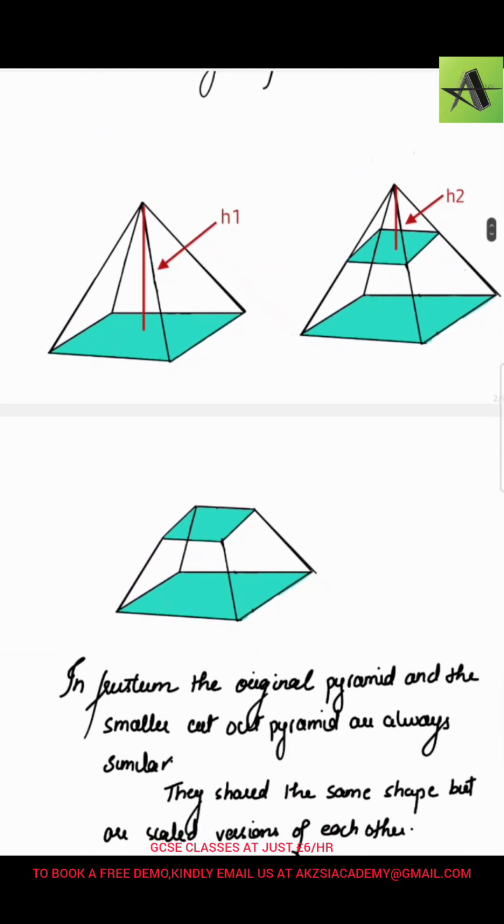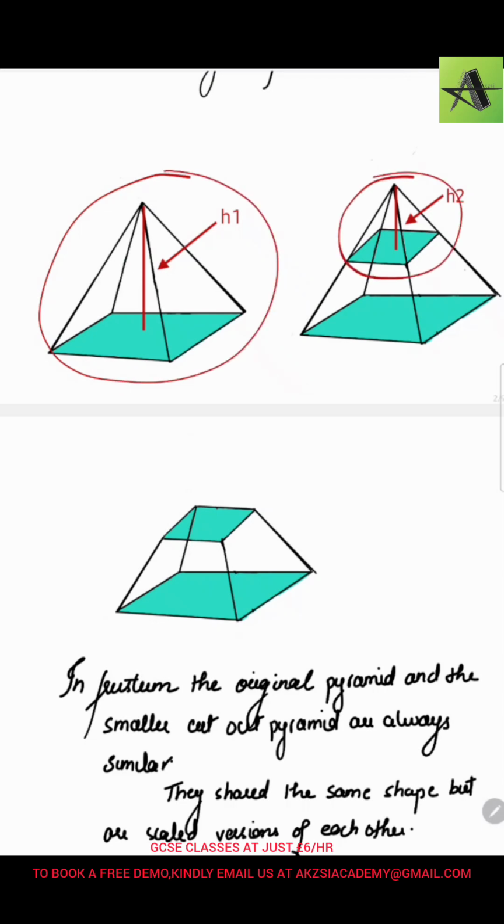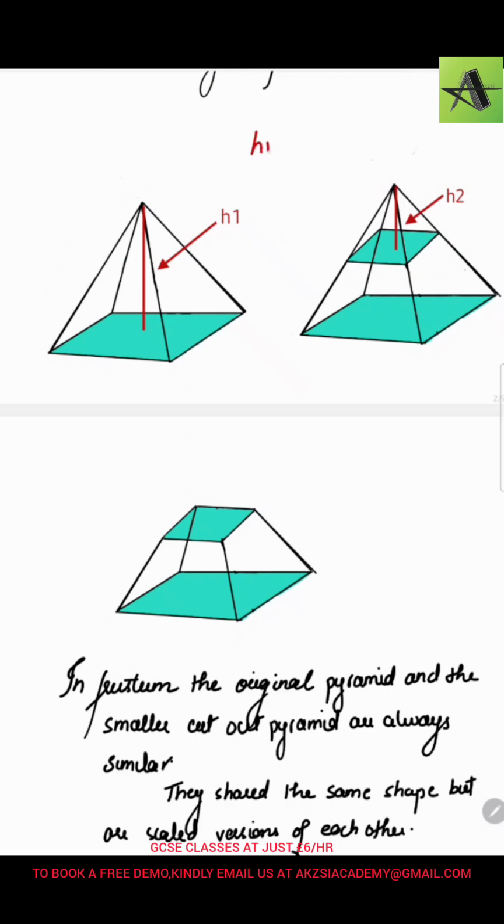Moving back to this figure, if the height of this bigger one is h1 and the height of this smaller one is h2, then the ratio h1 over h2 will give you the scale factor. Suppose the scale factor comes out to be 2, that means every corresponding length is twice the other. So if I know the length of this one, say for example it's 10 centimeters, I can easily understand that this will be 5 centimeters if the scale factor is 2. So this will help us in finding the missing dimensions.